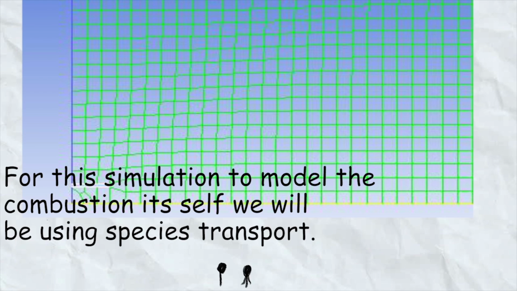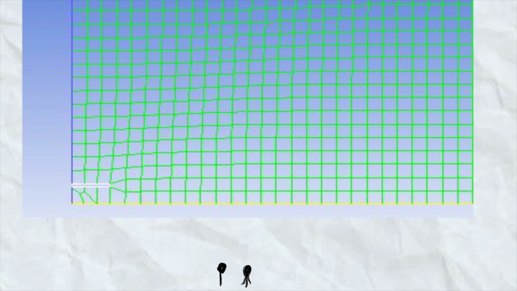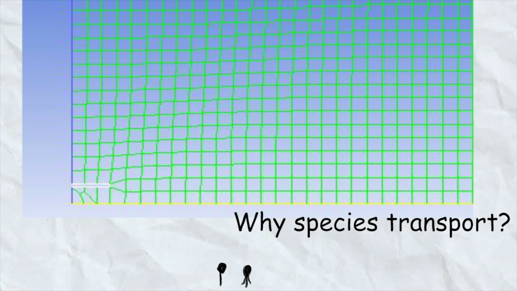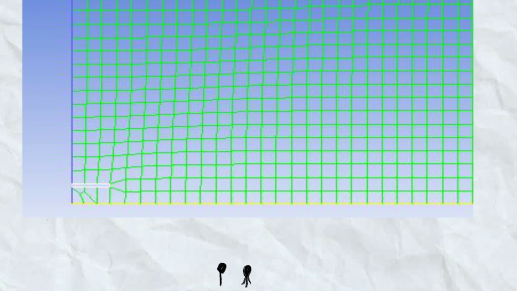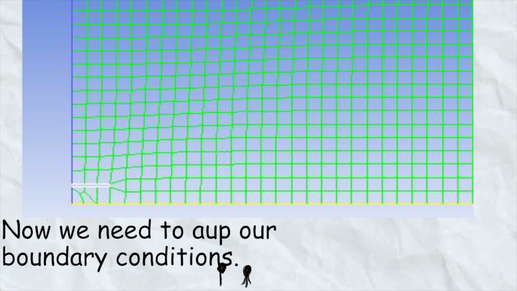For this simulation, to model the combustion itself, we will be using species transport. Why species transport? This model already has gas-air and diesel-air mixtures pre-done, which simplifies things a bit. Okay. Now we need to set up our boundary conditions.